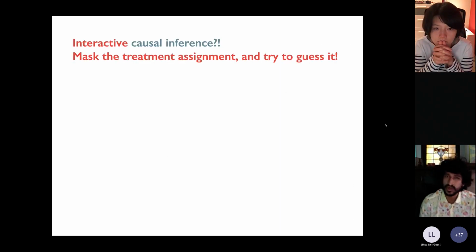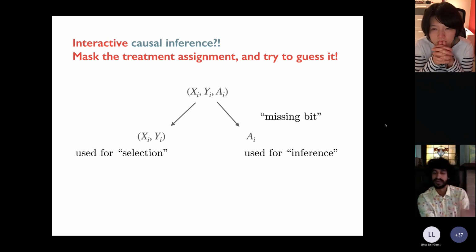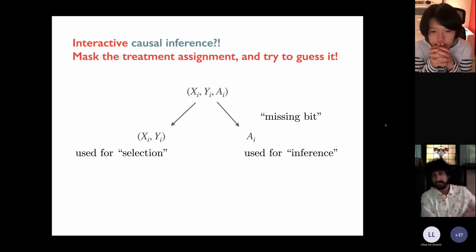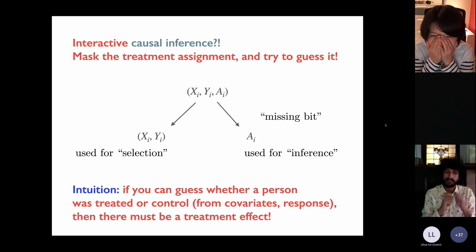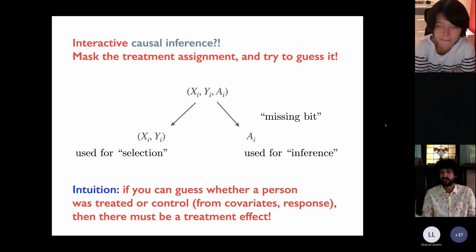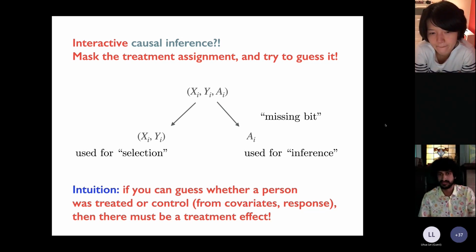So if you ask, with interactive causal inference, what does that even mean? What are you trying to do? The idea is very simple. You can mask the treatment assignment and try to guess it. Those of you familiar with causal inference know you usually have covariates, outcomes, and a treatment assignment indicator. Was this person treated or were they controlled, for example? In this masking framework, you can reveal to the data scientist all of the covariates and the outcomes, and you can leave one bit missing. Was this person treated or controlled? And they have the same role as in ADAPT. The intuition is, if you can guess whether a person was treated or controlled from the covariates and the responses, then there must be a treatment effect. If there's no treatment effect, you're going to be randomly guessing who's treated and who's controlled. So that's the basic intuition behind why this masking is related to causal inference at all.